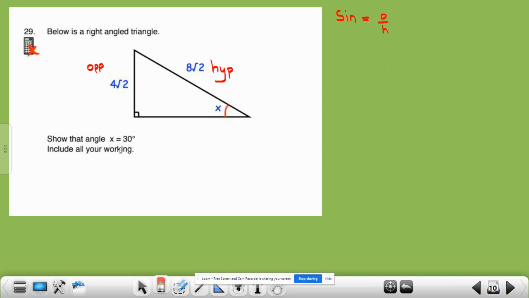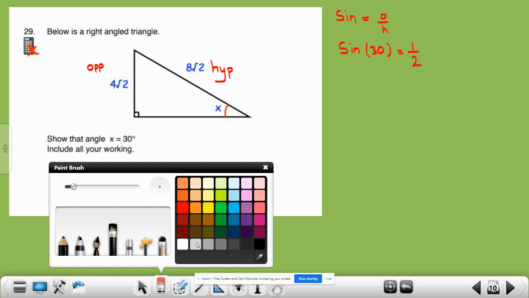If we're showing that X is 30 degrees, then the second thing is we need to know that sine 30 is 1/2. You can refer back to that table if you need to, but that is the information you need to know.